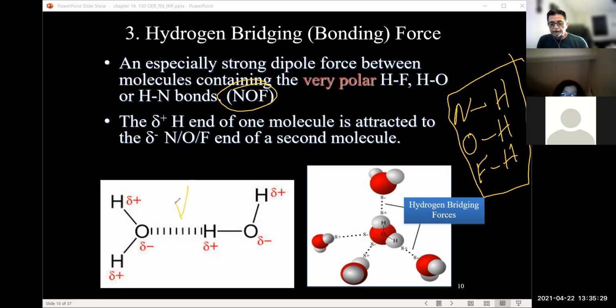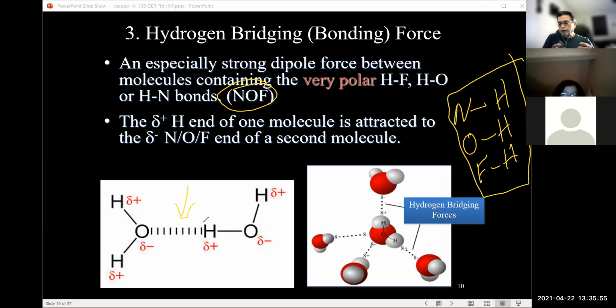This force right here is fairly hefty, pretty strong. It's much stronger than the dipole interactions, which are much stronger than the London dispersion forces. So the hierarchy is hydrogen bridging forces being the strongest, followed by the dipole, and then the London dispersion forces being the weakest of the three, okay?